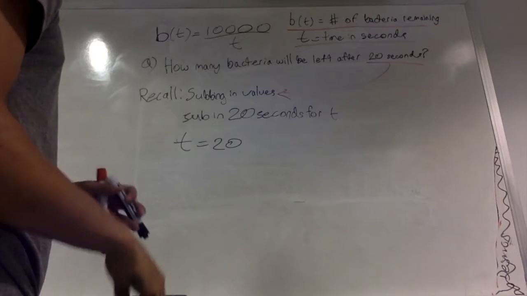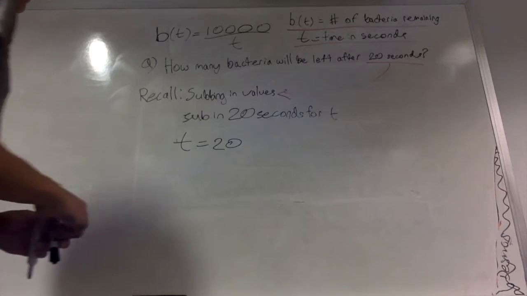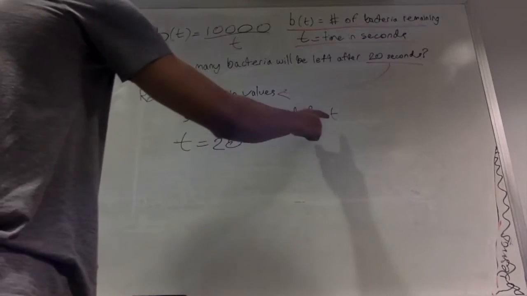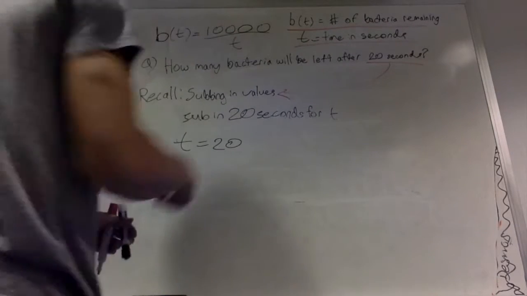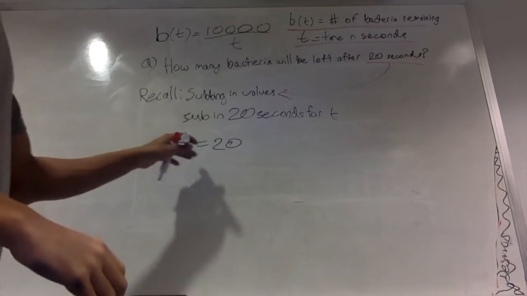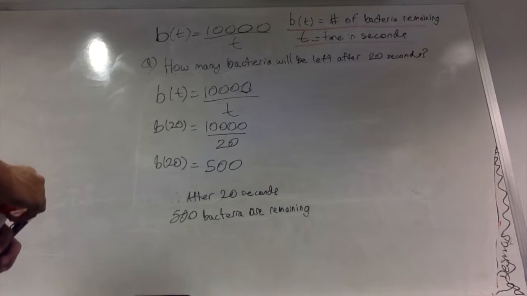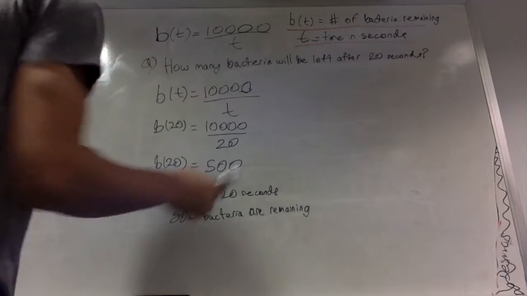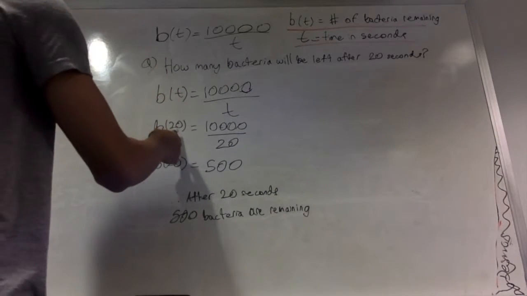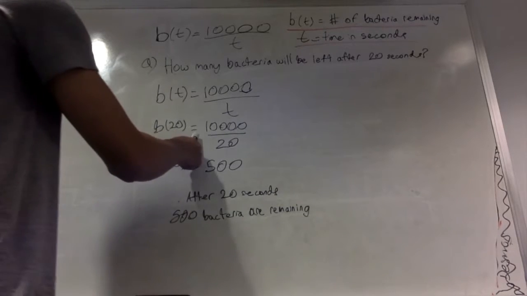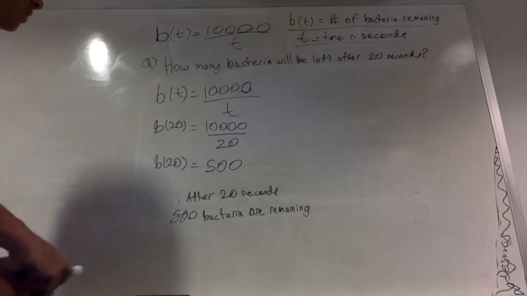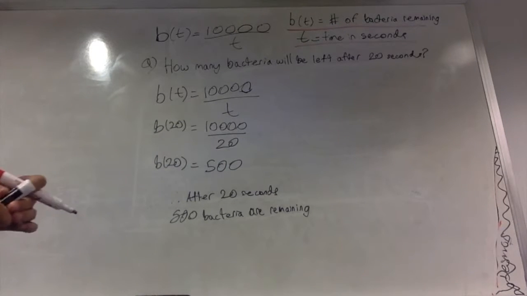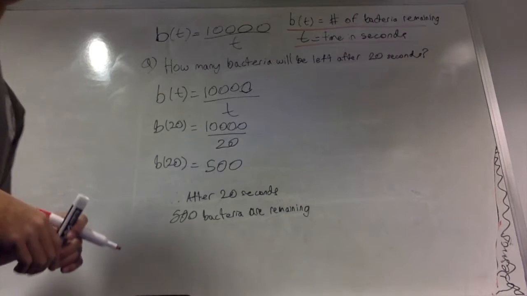So for question A, we will need to recall subbing in values. The question gives us 20 seconds left. So we need to sub in 20 seconds for t because we know t is equal to time in seconds. Therefore, t is equal to 20 for question A. So we first rewrite our equation, B(t) = 10,000 over t. Then we sub in our t value of t = 20. So B(20) = 10,000 over 20. Then B(20) simplifies to 500. Therefore, after 20 seconds, 500 bacteria are remaining.